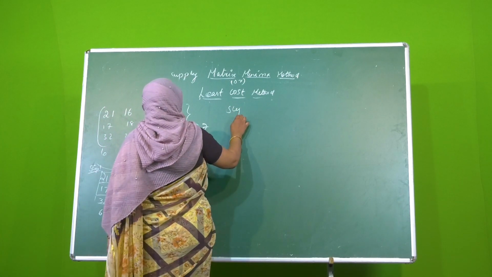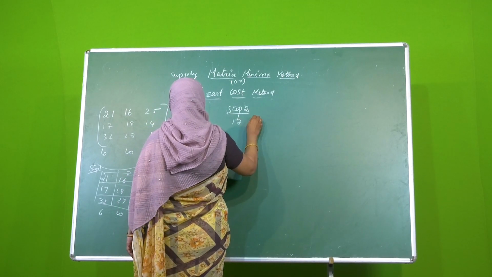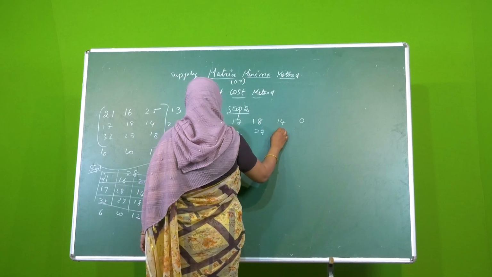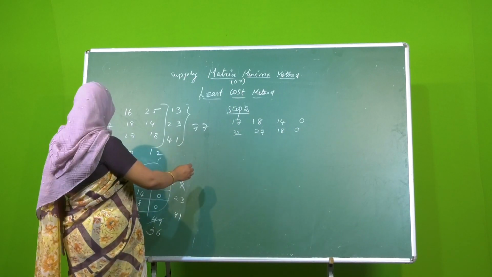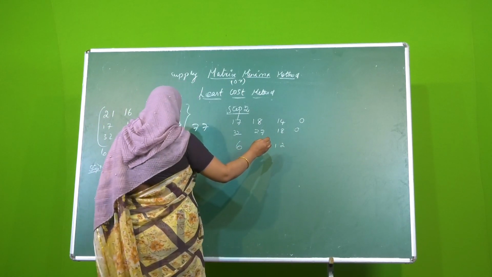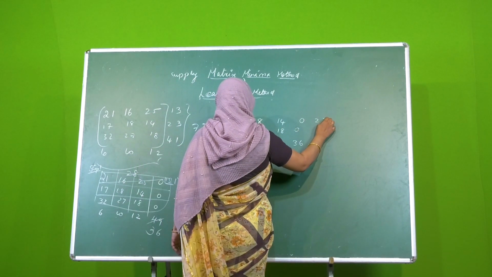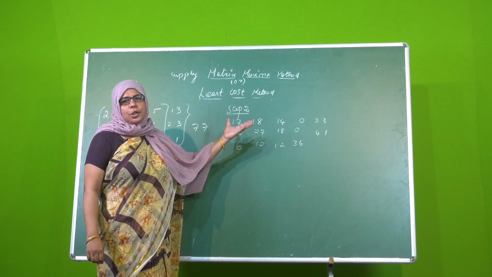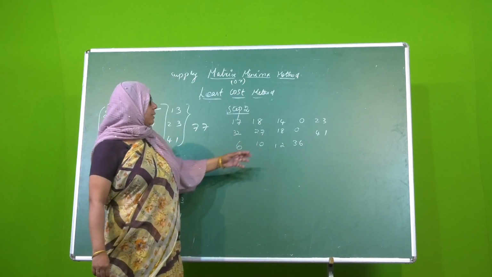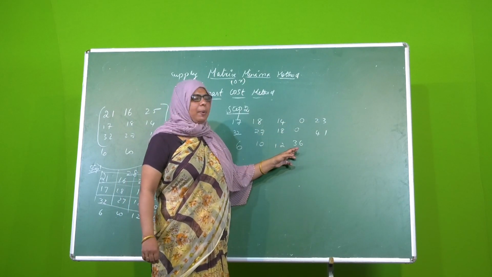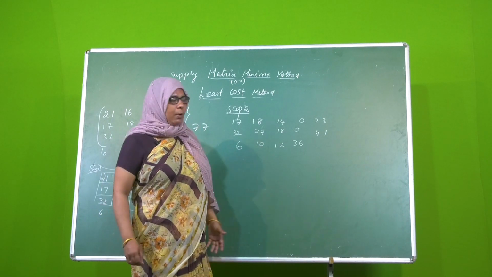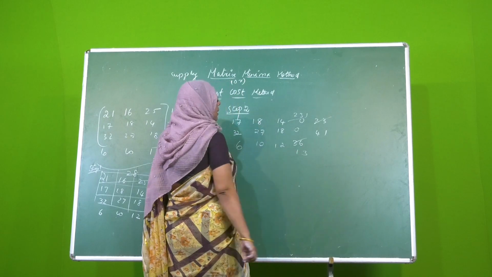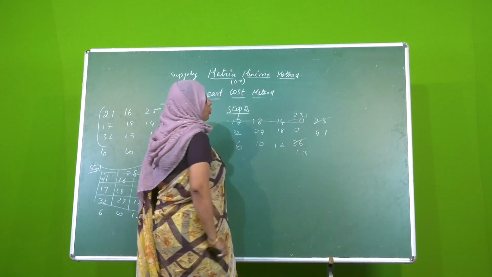In step 2, what are the elements? 17, 18, 14 and 0. Next 32, 27, 18 and 0. Remaining 6, 10, 12, 36. So 23, 41. What is the minimum element in this step? 0 is the minimum element in this step. So I select that element. What is the row element? 23, and the column element is 36. Which one is minimum? Obviously 23 is the minimum. So you have to allocate 23 here. So out of 36, what is the remaining? 13 is the remaining element. So 23 is vanished, obviously the first row gets vanished.